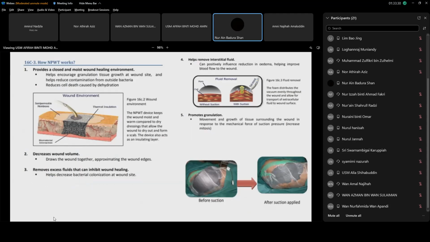Okay, this is how the NPWT works. You can read later. However, generally it helps encourage granulation tissue at the wound site and helps to reduce contamination from outside bacteria and also reduces cell death caused by dehydration.